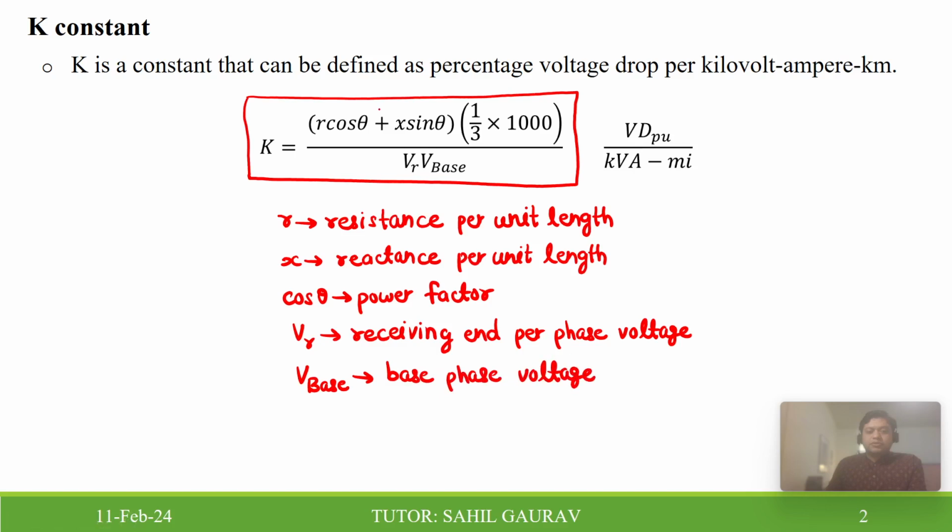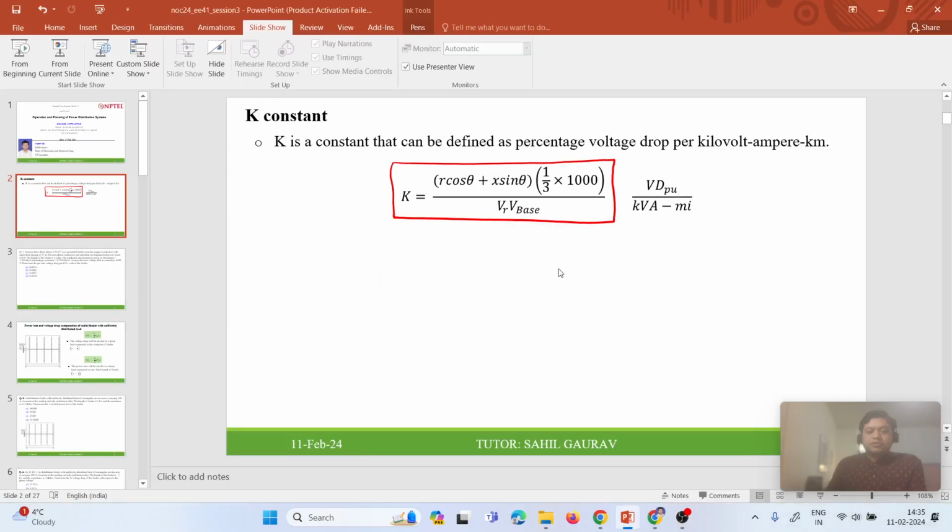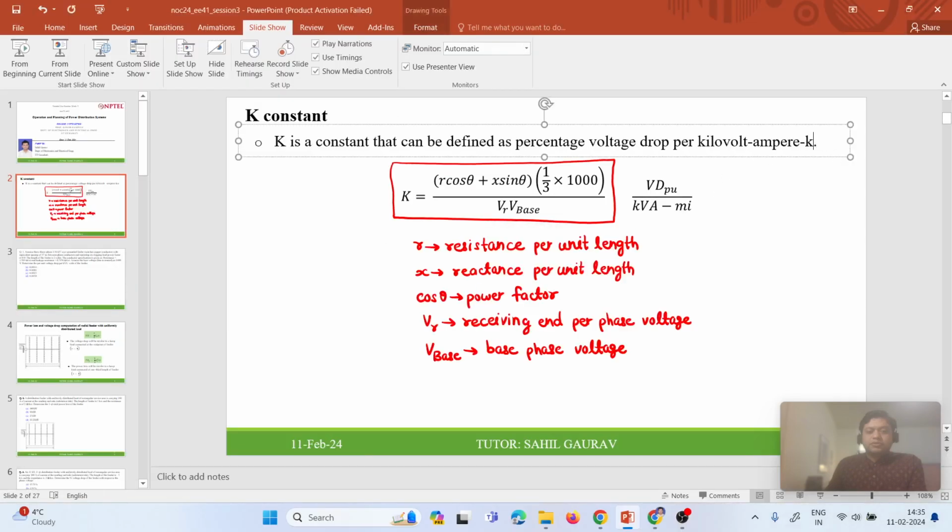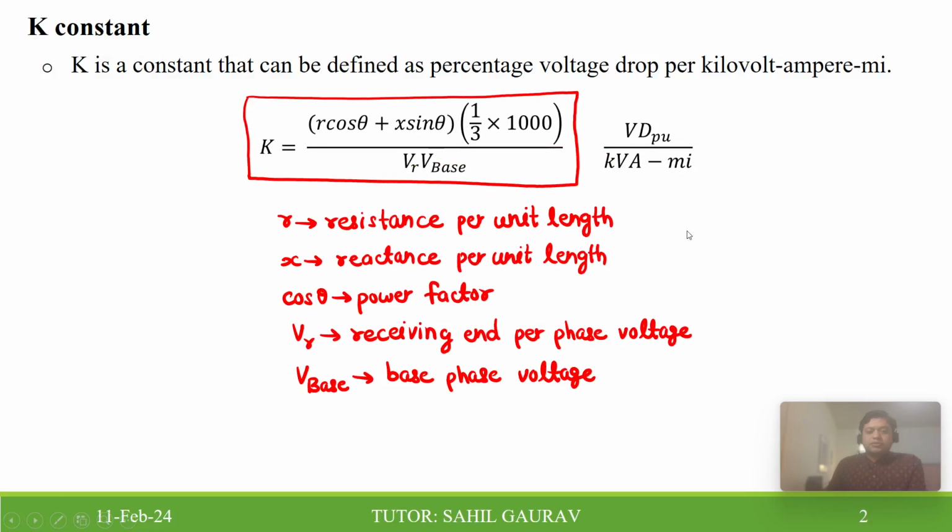If you use this expression, that will give you K in terms of voltage drop per unit per kVA mile, and if you multiply it with 100, that will give you percentage voltage drop per kilovolt ampere kilometer or mile. Here I have used mile, so you can write mile also, no problem. Depending upon the problem, you just change the expression.